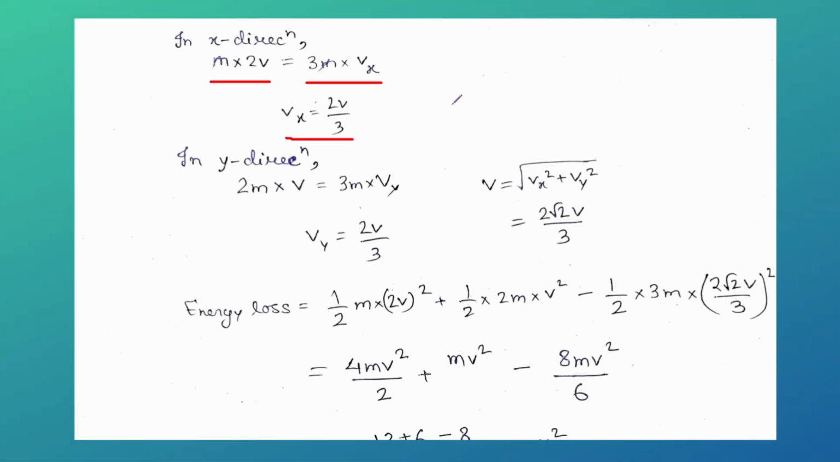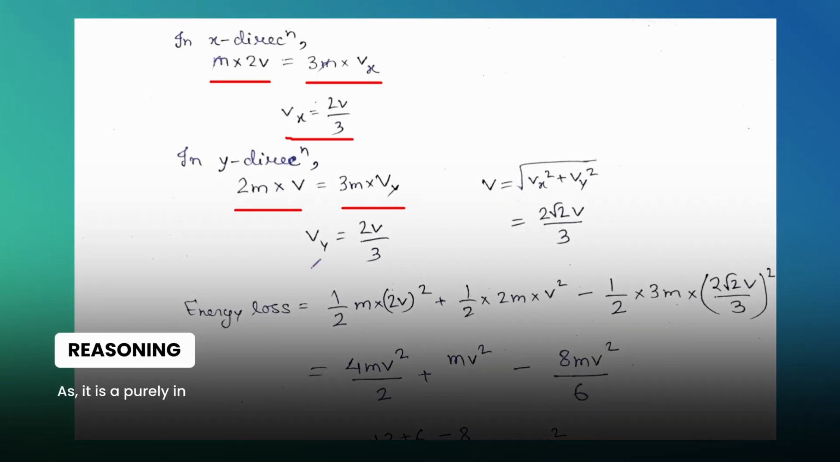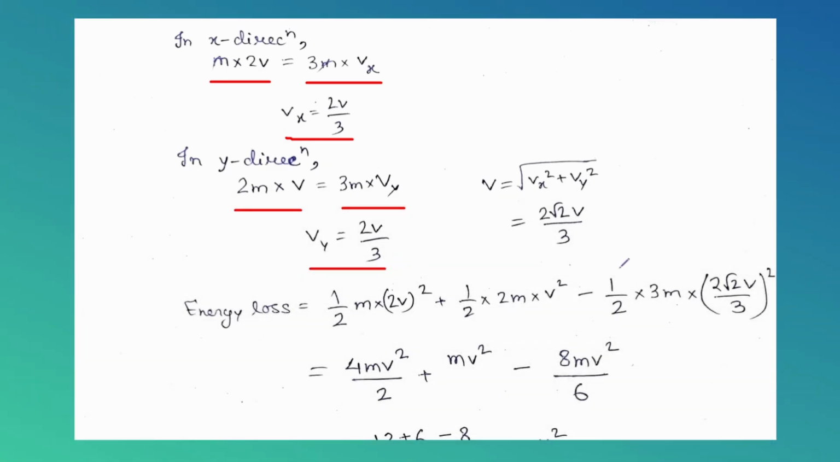Considering y direction, we get the total momentum before collision as 2m times v, no momentum in y direction for the first particle. After collision, we get the y component of velocity of the particles moving together as the collision is inelastic. We calculate the actual magnitude of the velocity here.